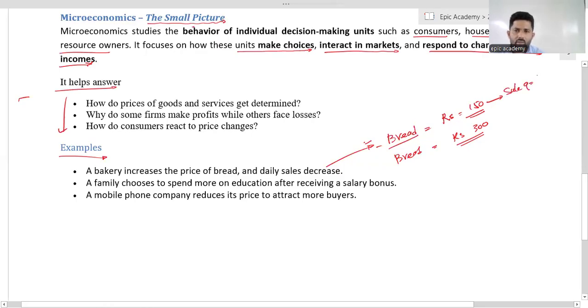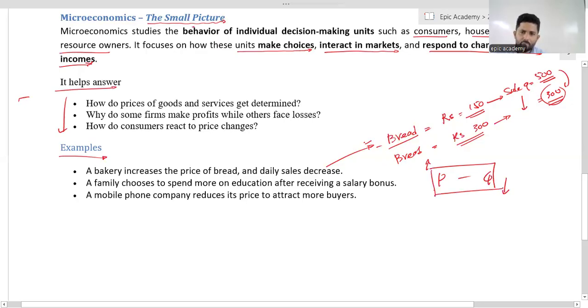was 500 breads. After increasing the price of the bread, the quantity sold decreased to 300. So now you can identify the relationship between price and quantity. What happened to the price? The price increased, but the quantity demanded decreased. Now you can identify the relationship between price and quantity demanded. It is negative. When the price decreases, quantity can increase. When the price increases, quantity can decrease.